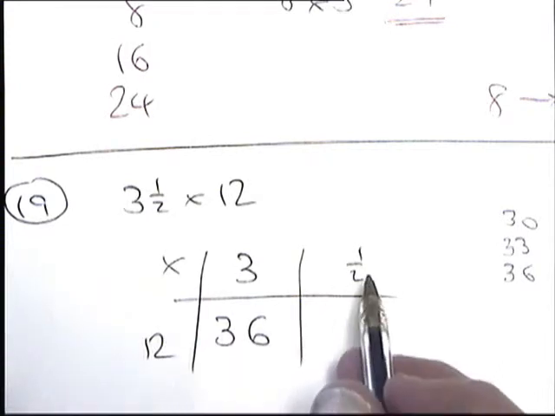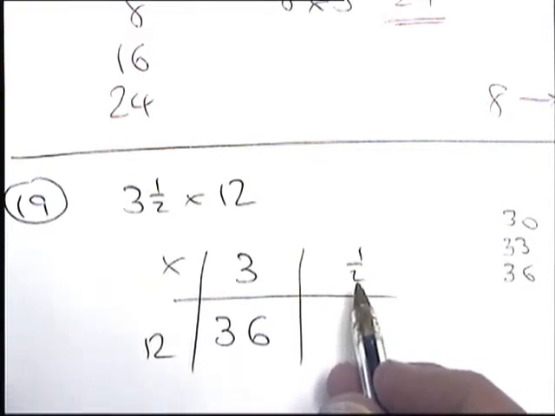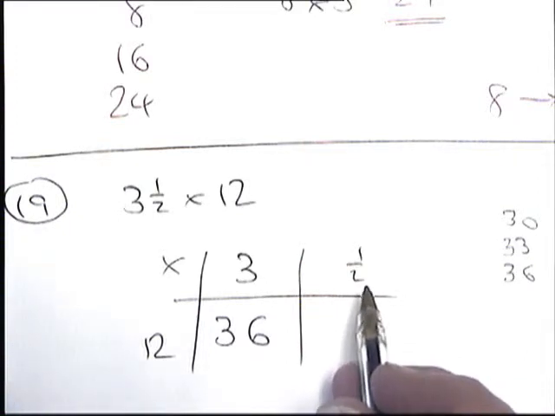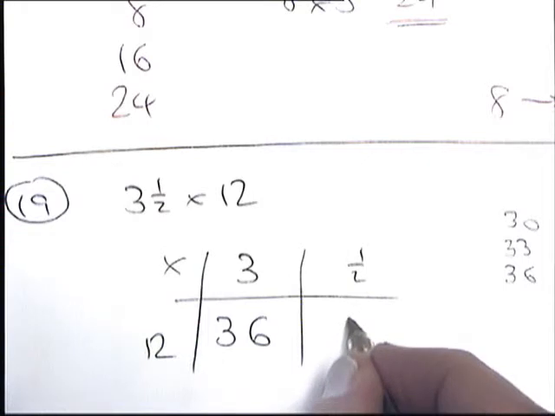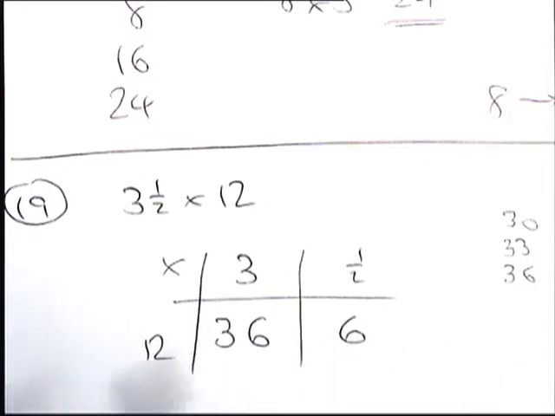And then 12 halves. That means a half of 12. And that's the same, remember, half of something is dividing by 2. 12 divided by 2 is 6. So half of 12 is 6, or 12 halves are 6.